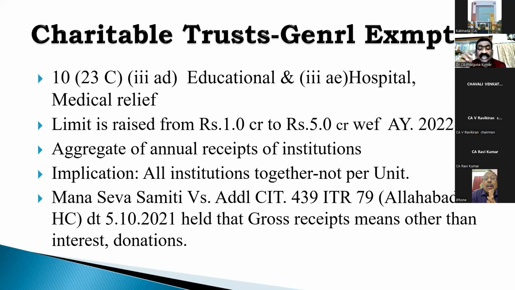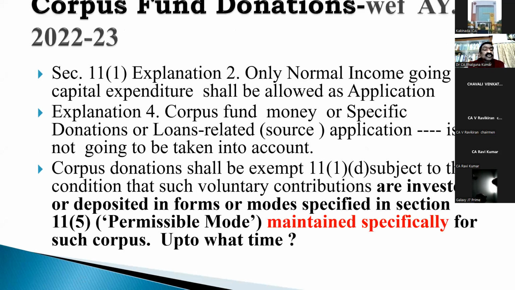Now what is the gross receipts? There is one favorable decision. Gross receipts not to exceed 5 crores means, if you have in your gross receipts some small donations or some small interest from banks, only main activity receipts count, not interest or donations like this. This decision came last year, on 5/10/21, from the Allahabad High Court, reported in 439 ITR 79. Those who are on the verge of that limit, earlier 1 crore and now 5 crores, can avail this exemption. Then comes another important amendment from 22-23 onwards.